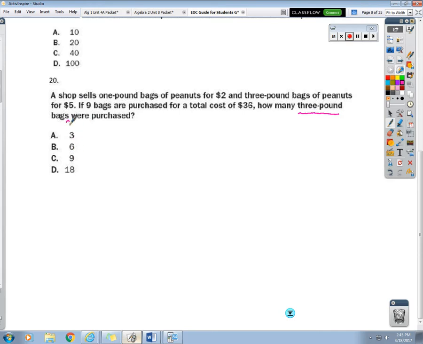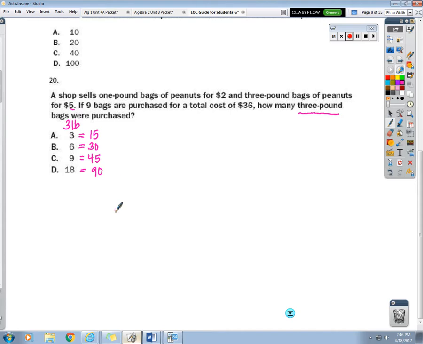Okay, so above it I'm going to write 3 pound because all of these are for 3-pound bags. Well, how much are 3-pound bags? $5. So if you purchase 3, you're paying how much money for those 3? If you purchase 6, you're paying how much money? If you're buying 9 of those, how much are you paying? And if you buy 18 3-pound bags, what's 18 times 5? 50 and 40 is 90.